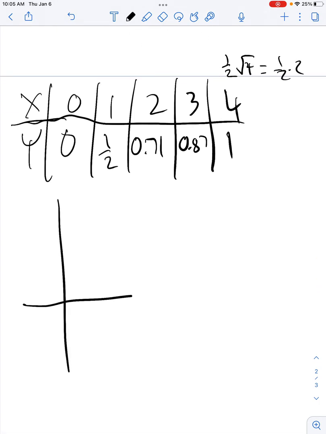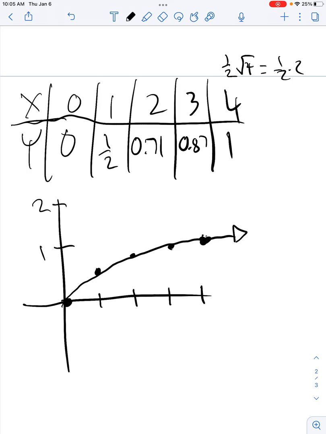So again, if you were graphing this, you might say something like, if this is my graph, 2, 3, 4, let's say we've got 1 right here, 2 up here. My graph is going to be, okay, so when x is 0, y is 0. When x is 1, y is 1/2. When x is 2, it's a little bit more. When x is 3, it's a little bit more. And then finally, when x is 4, y is 1. So this would be my graph of y equals 1/2 square root x.